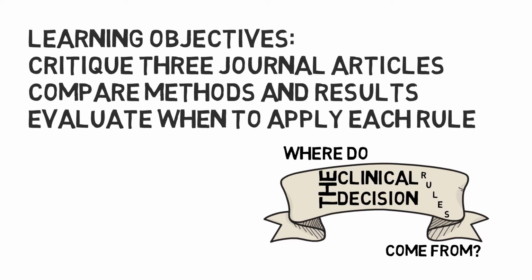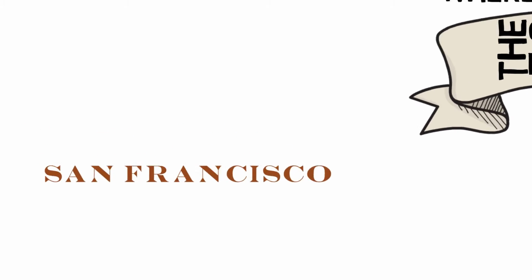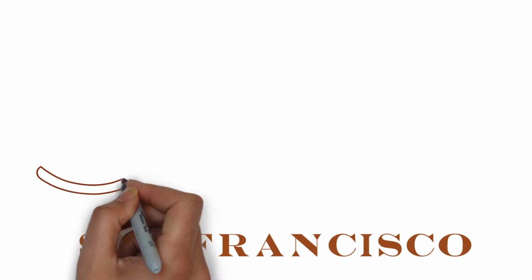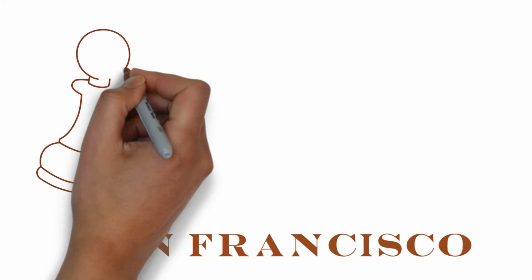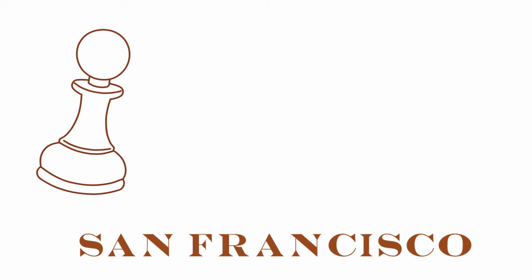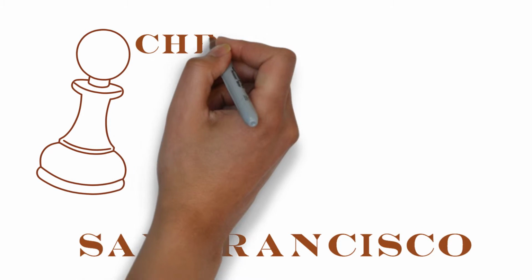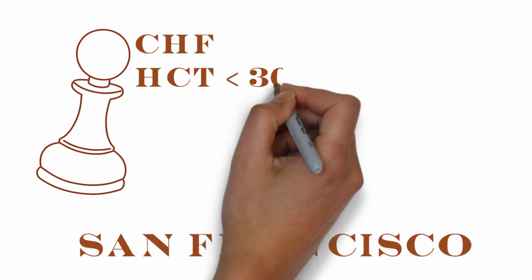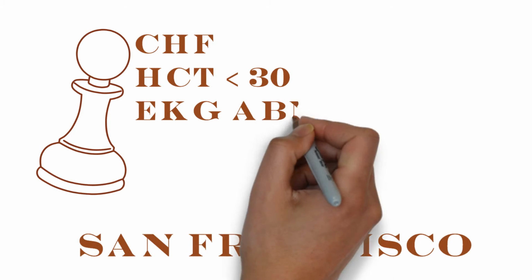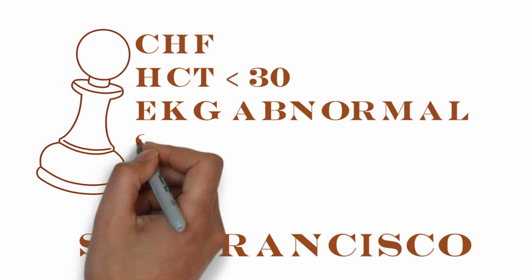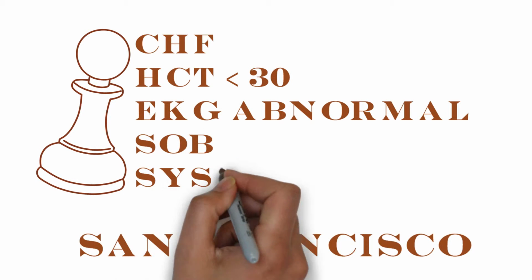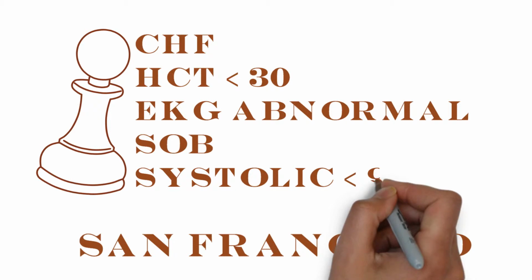Let's do a deep dive into the science behind these tools, starting with the San Francisco rule. Recall that the San Francisco rule can be remembered using the word CHESS, and that having any one of these 5 characteristics, CHF, hematocrit less than 30, abnormal EKG, shortness of breath, or systolic blood pressure less than 90, makes one CHESS positive.